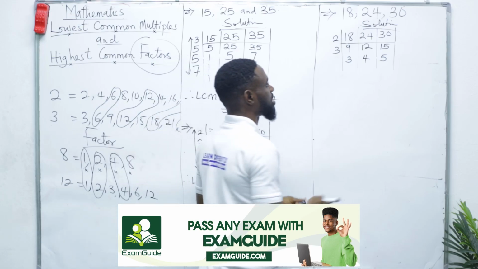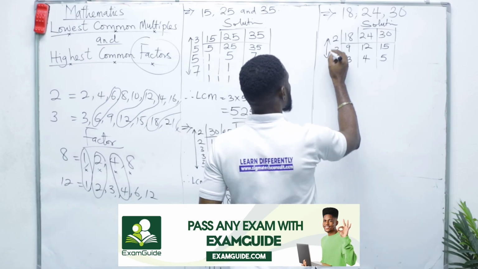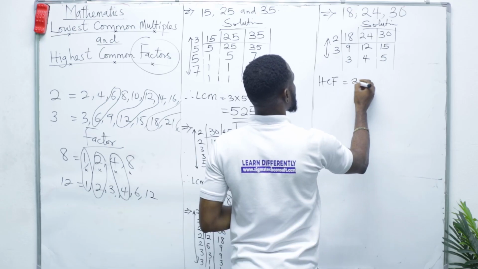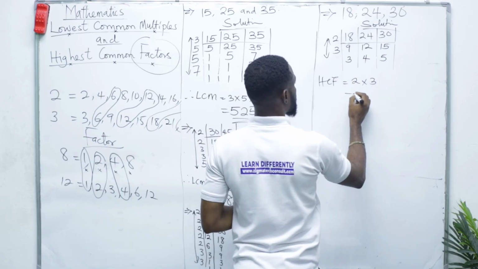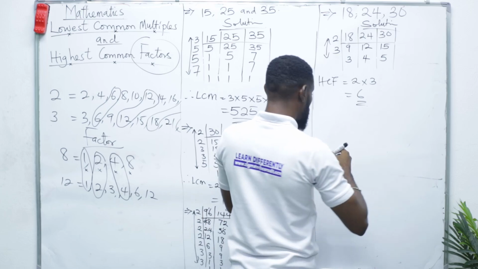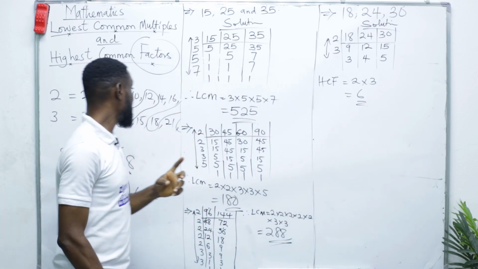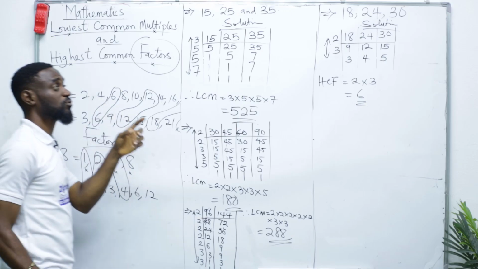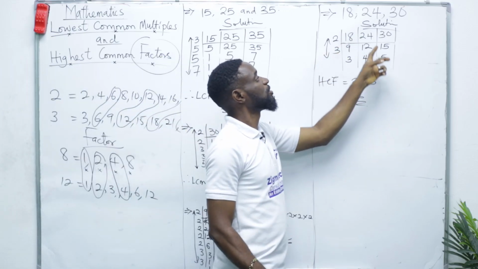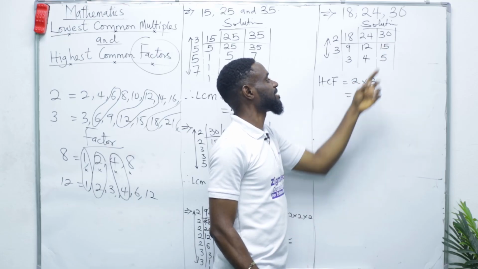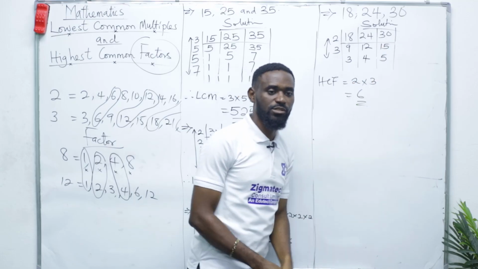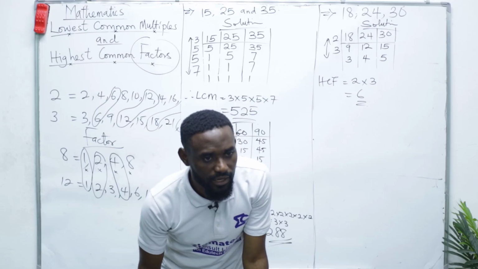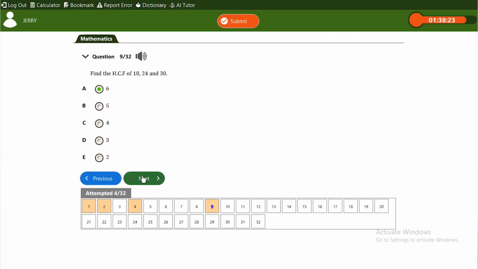So what do we do? The same thing we did in LCM. We say HCF is equal to 2 times 3, which is 6. So the highest common factor, remember that factor I said, the highest common factor of 18, 24, and 30 is 6. That is what the answer is. So we have option A here as the correct one.